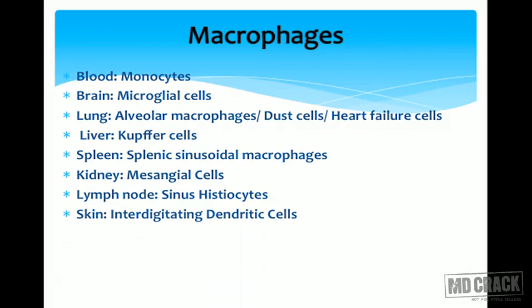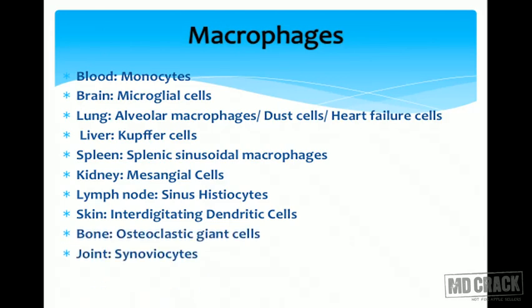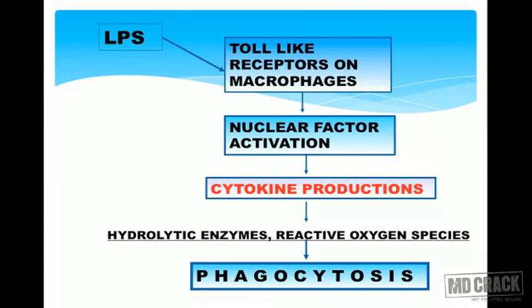In the skin we call them interdigitating dendritic cells, again a type of antigen presenting cell. In bone tissue we call them osteoclastic giant cells. In joints we call them synoviocytes. All are one and the same. They have different names at different tissue levels. All of them will do one function, that is antigen presenting, so they are called APCs, antigen presenting cells.